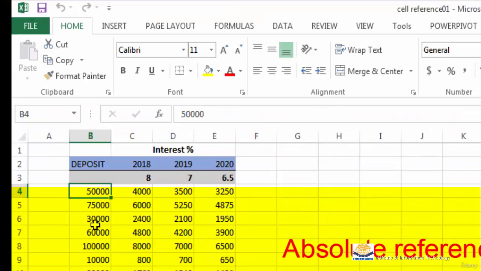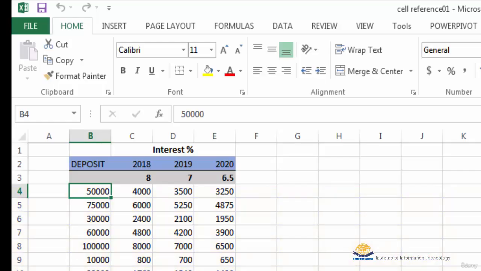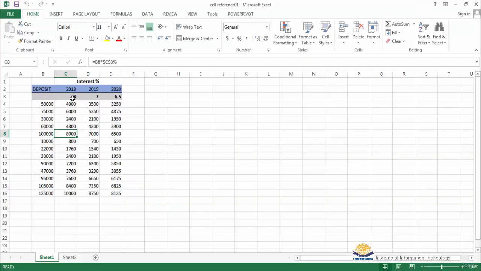Some customers deposit in a bank and there are various interest rates for the following 3 years. Here absolute reference is used for interest calculations. You can see here, interest is constant for a year, so interest is set under absolute cell reference. Here interest is set as constant, so it is under absolute cell reference.